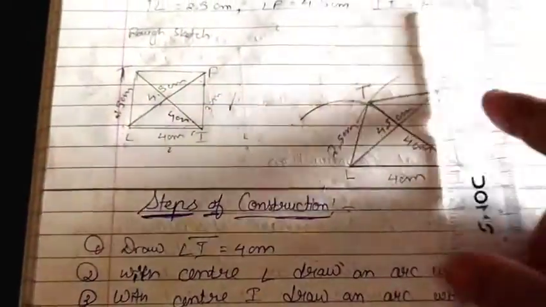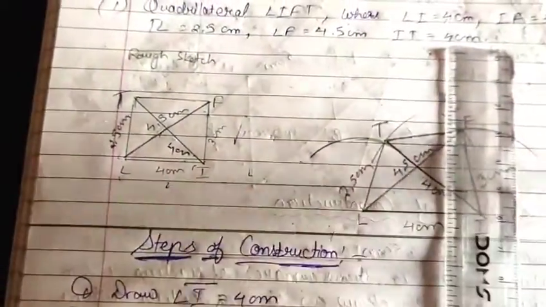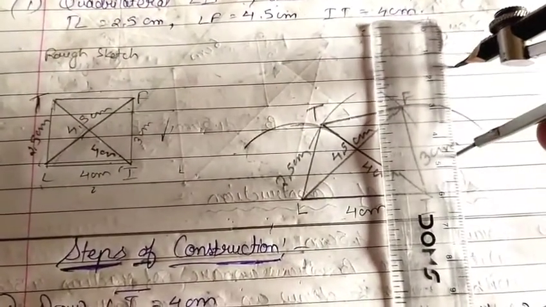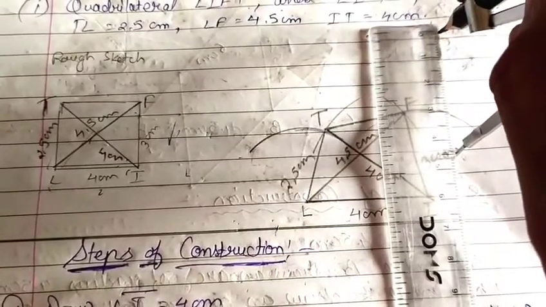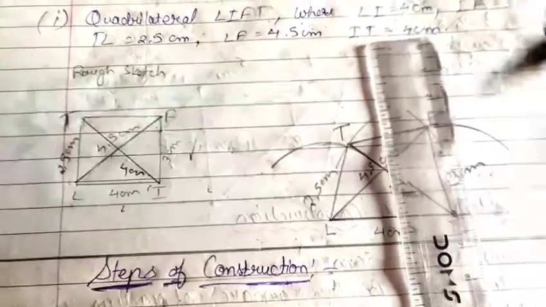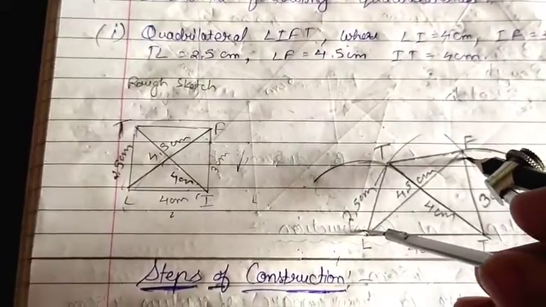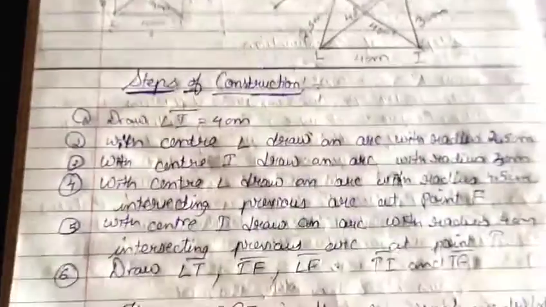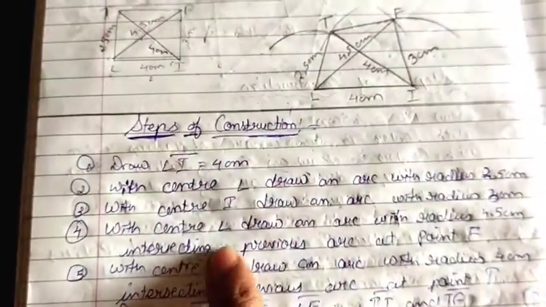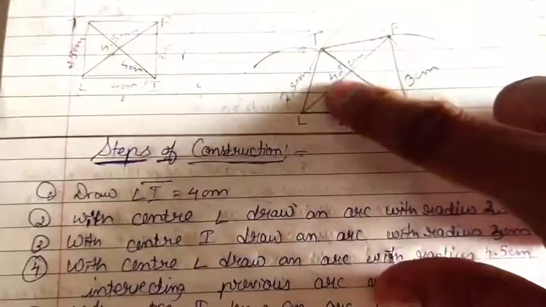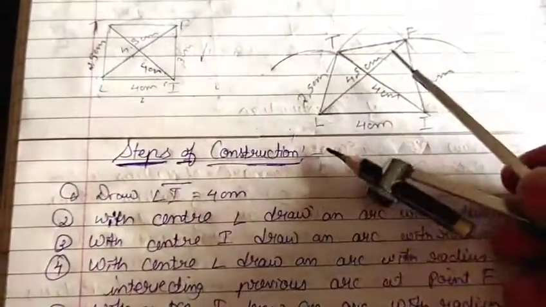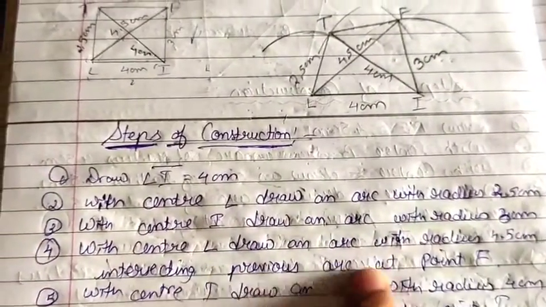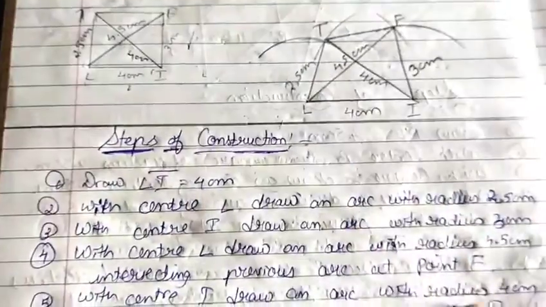So I will take 4.5 centimeter with my compass. Place your scale in this way and adjust your compass. See 4.5, how to adjust in this way. Now place it on L and draw this arc which will intersect the previous arc at F. So write down a step: with center L, draw an arc with radius 4.5 centimeter. We had taken the radius of 4.5 centimeter with our compass. It intersects the previous arc at point F.